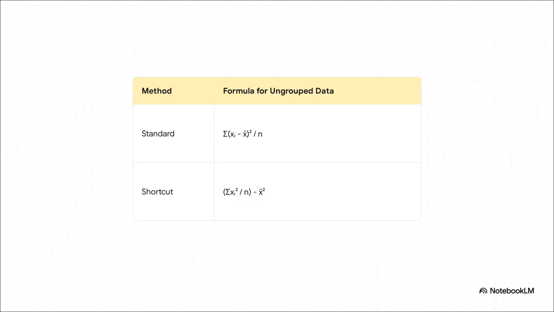Now this slide, this is where you need to pay attention. This is an exam hack. You've got the basic formula for variance, but then you've got this shortcut method. And trust me, in the JEE, where every single second matters, this shortcut formula is your absolute best friend. It saves you so much calculation time.